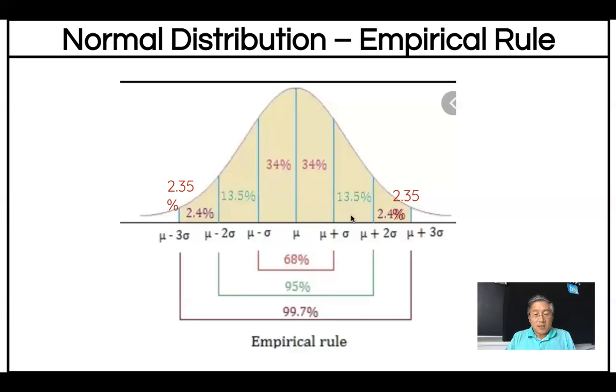And if we extend to three standard deviations, from here to here, then 99.7% of data will be in this three standard deviation range. 99.7%, almost everything is there, right? So if you see it, this tail is about 2.35%, about 2.4%, all right?